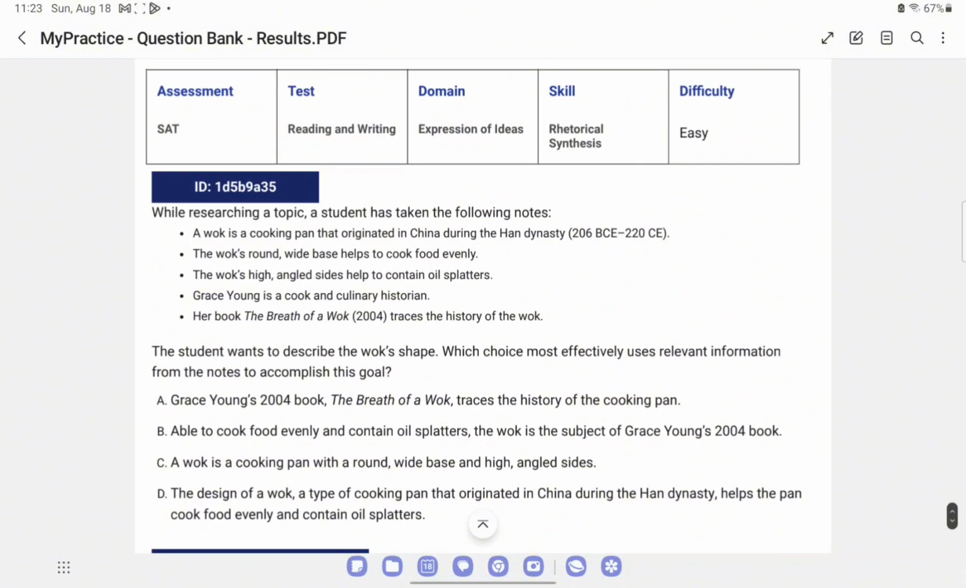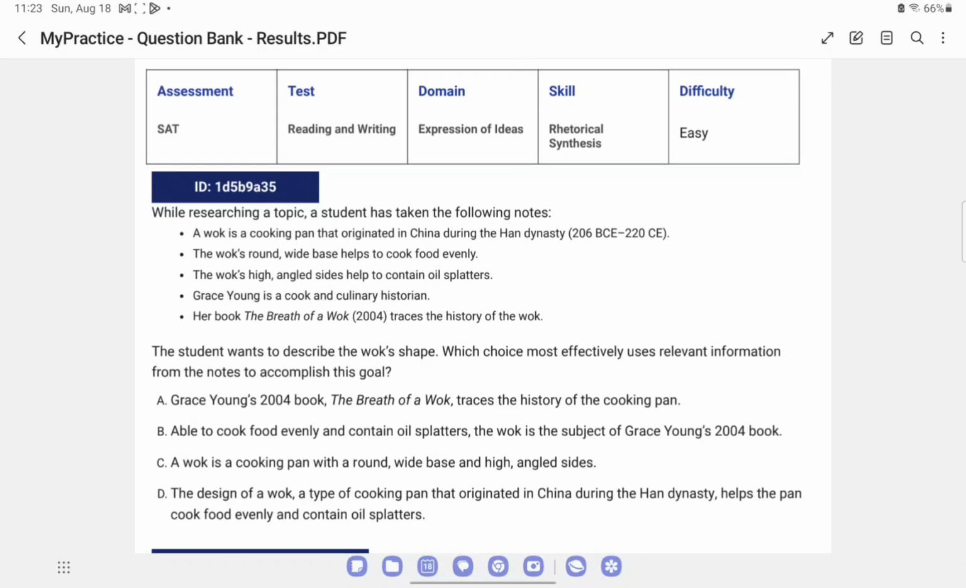Next. All right. The student wants to describe the wok's shape. So, A. Young's book traces the history of the cooking pan. We don't see anything about the shape. B. Able to cook food evenly and contain oil splatters. That doesn't tell us about the shape. C says a wok is a cooking pan with a round, wide base and high angled sides. I'd say it's C because it's talking about the shape.